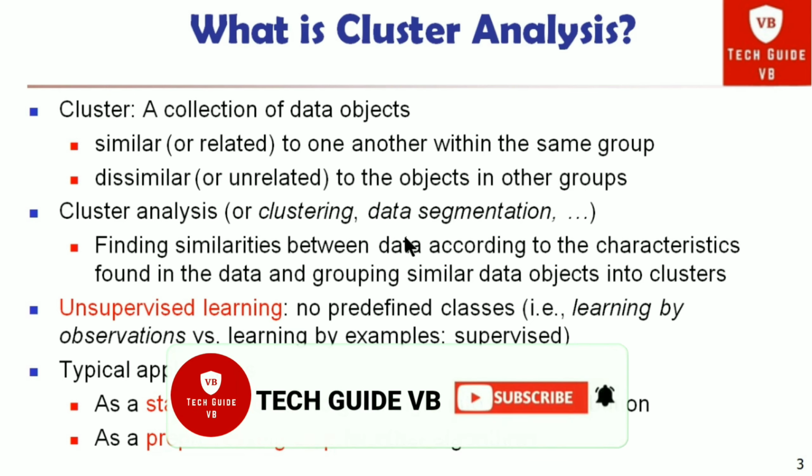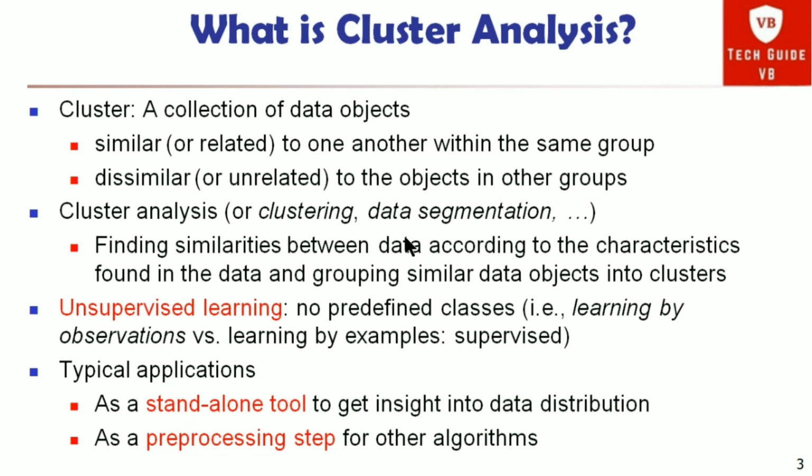A cluster means a collection of data objects. Here two words are very important, that is the collection and the data objects. So the collection of data objects is called a cluster. It is similar to one another within the same group, and it is dissimilar to the objects in other groups. So if we consider the same group, it is similar, and if we consider other groups, then it is dissimilar.